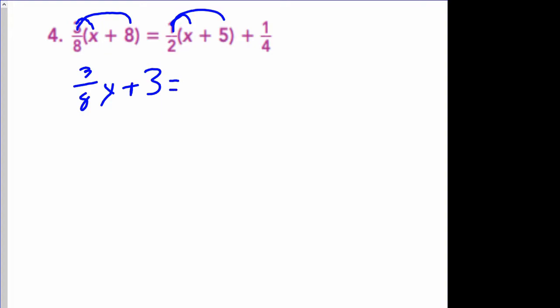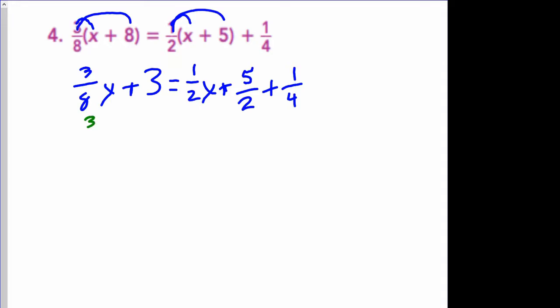And then over here, 1/2 times x is 1/2 x. And 1/2 times 5 is 5 over 2, and I'm just going to leave it like that, plus 1/4. Okay. So we've got a lot of fractions here, but let's not freak out. We can still solve everything the same way. So we've got some constants on the right side, and a constant on the left side. The first thing I'm going to do is combine our constants on the right.